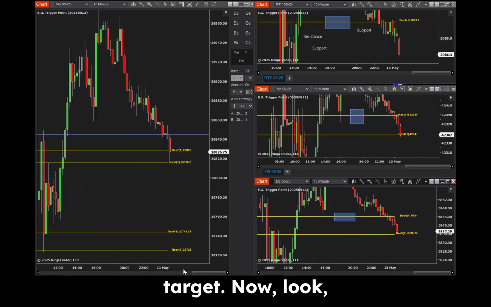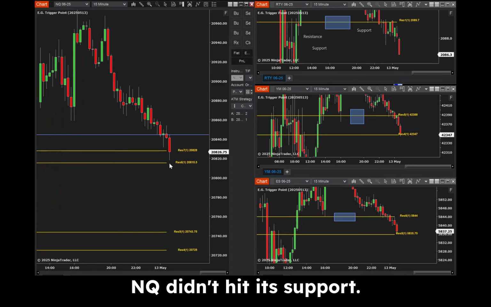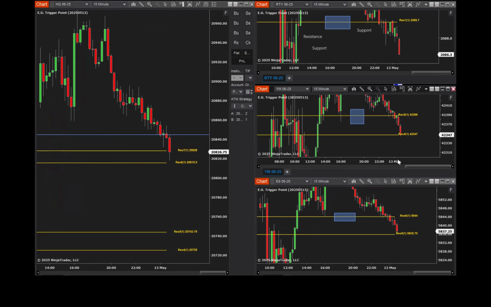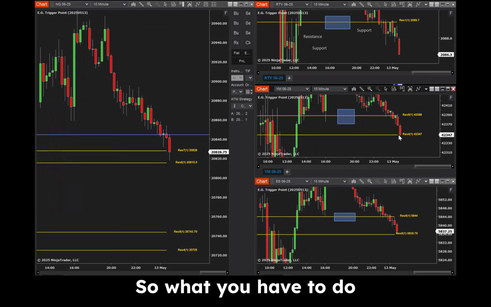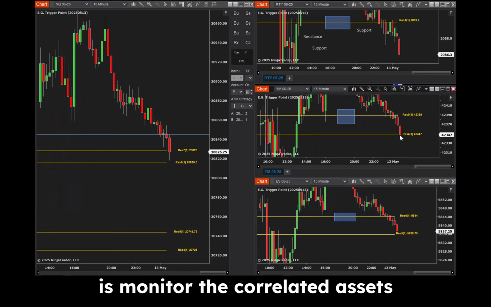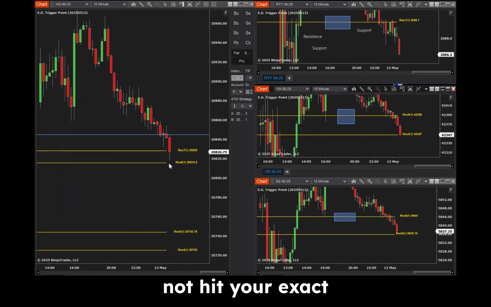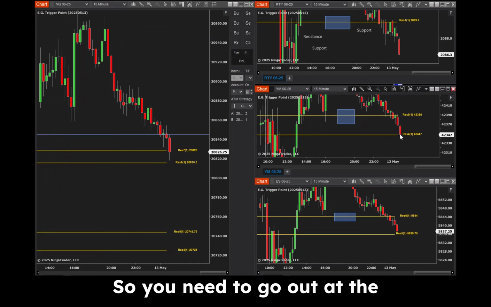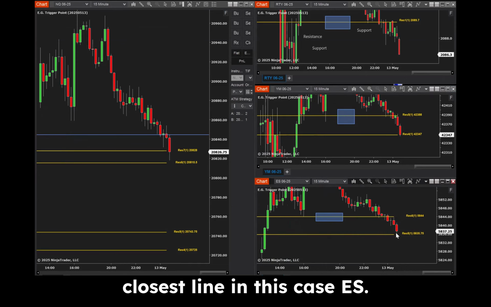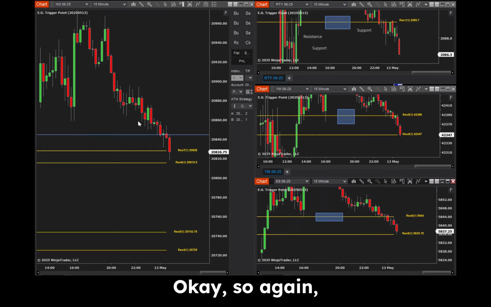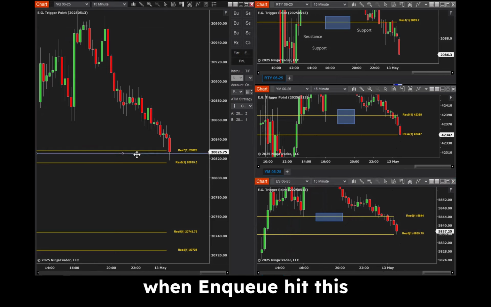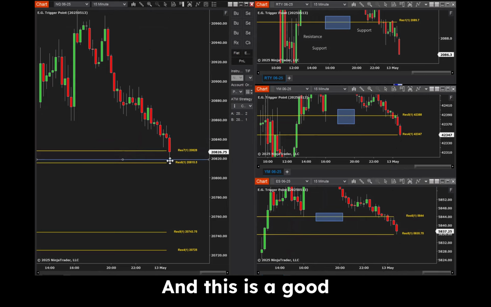Okay, now look, NQ didn't hit its support, so what you have to do is monitor the correlated assets and understand that NQ may not hit your exact profit target, so you need to go out at the closest line, in this case, ES. Okay, so again, when NQ hit this point, ES hit its support, and this is a good profit target.